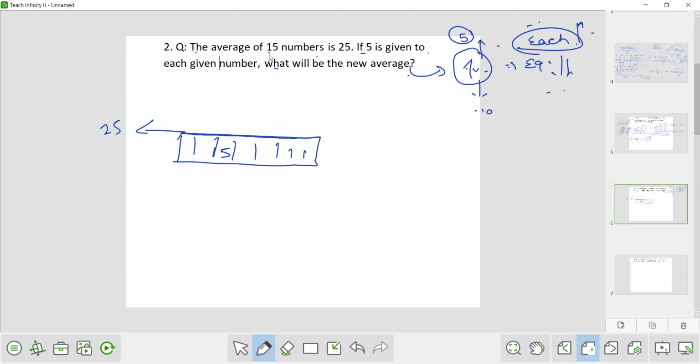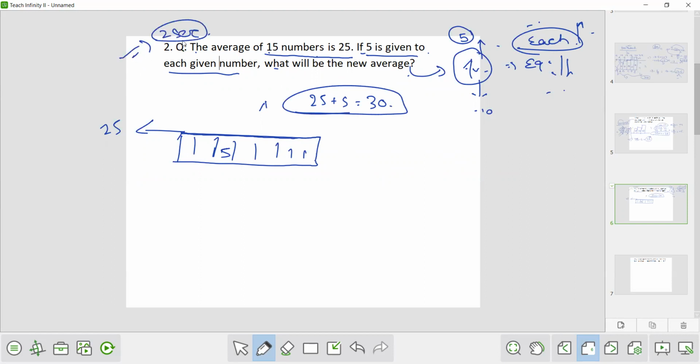So here the average of 15 numbers is 25. If 5 is given to each given number, the average will also increase by 5. So the new average will become 25 plus 5, that is 30. So by this method, you can solve the question within 2 to 3 seconds. Just by reading the question, you will say that if 5 is given to each, and each means average, the average will also increase by 5. So the average will become 30.